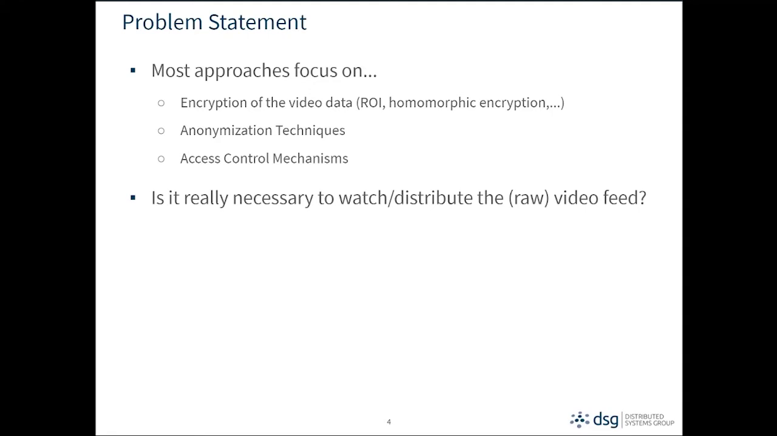However, in our paper, we follow an orthogonal approach and ask the question, for many use case scenarios involving video analytics, is it really necessary to distribute the raw video feed at all? We argue that there are a lot of use cases where accessing and processing extracted features of interest from a video may be sufficient and, most of all, highly effective in protecting sensitive data. Modern AI frameworks and their well-trained models offer a great potential to extract all kinds of valuable information from video data.